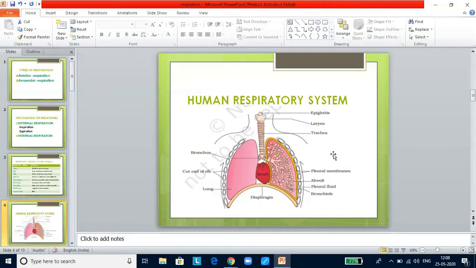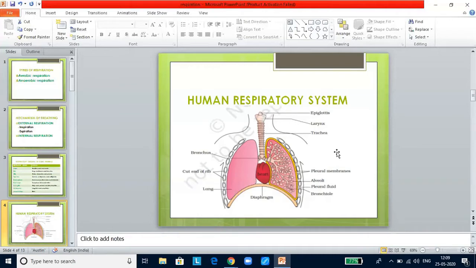Now, the human respiratory system, structurally and functionally, the conducting part of the human respiratory system is highly complicated. The respiratory system is derived from embryonic endoderm. The mammalian respiratory system consists of two groups. One is the respiratory tract and the other is the respiratory organ. Now, the different types of respiratory tracts are as follows.